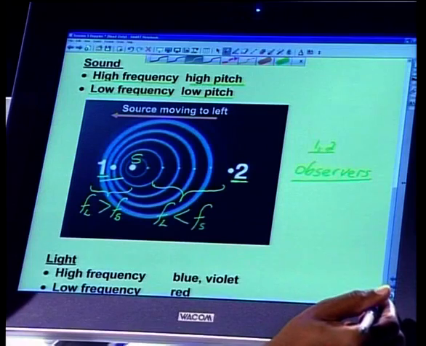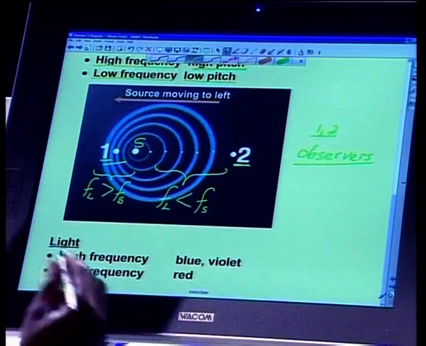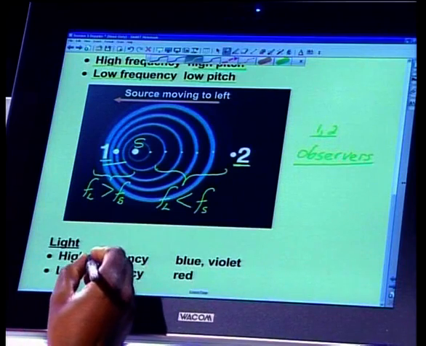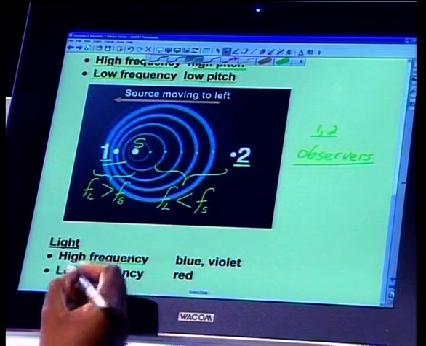In the same way, we can look at light, although we're not going to spend much time on it. Check on how the Doppler effect is experienced or occurs with light. Now, light, we know, can also be seen as a wave.